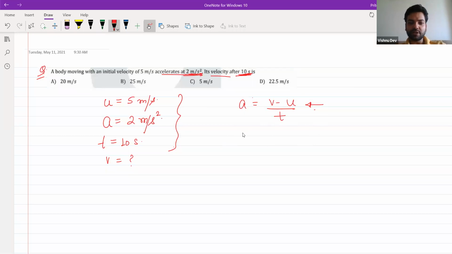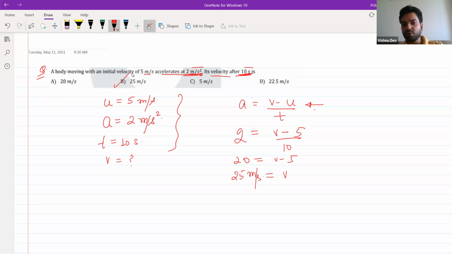Okay, so let's put the values. Let us see what we get. V is the thing which is needed to be found. U is 5, t is 10. So solving this, we get 20 equals V minus 5 and V equals 25. And what will be the unit? Everything is in SI unit, so it will be meter per second. So yes, we get V. Is it understood to everyone? Those of you who got 20 or 22.5?